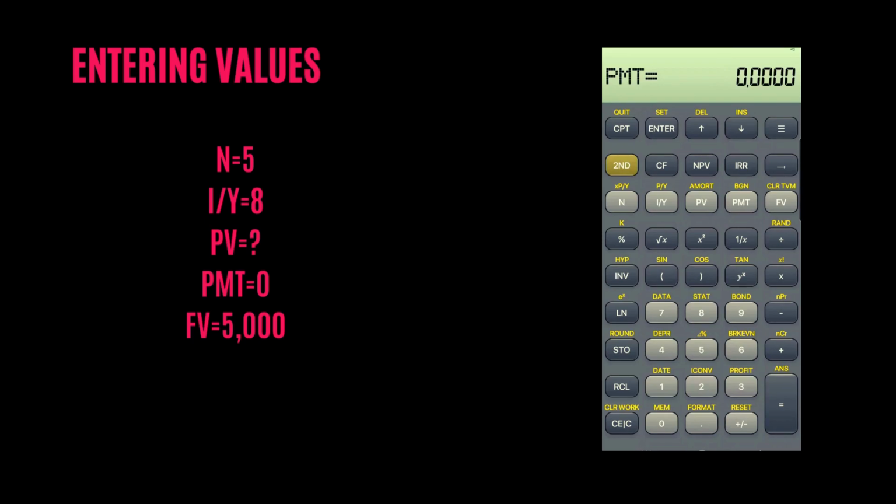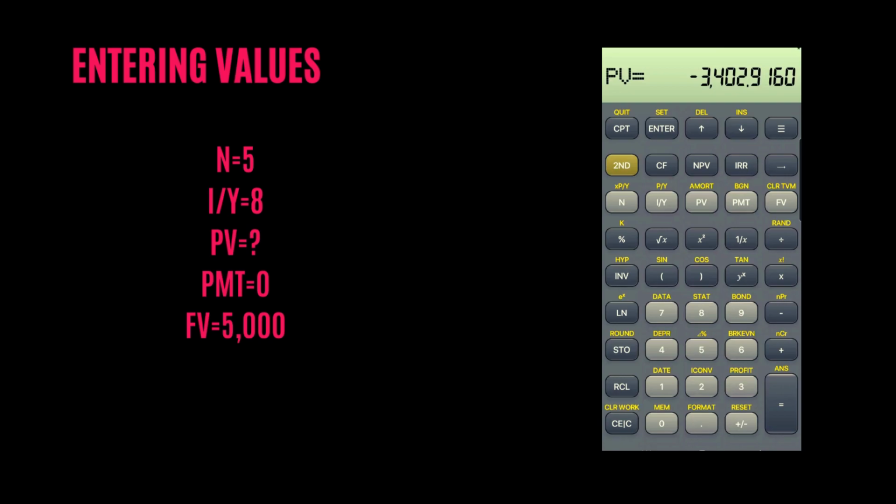So we know that future value is going to be 5,000, and that is our future value. We then hit compute and then present value, and the answer is 3,402.91.